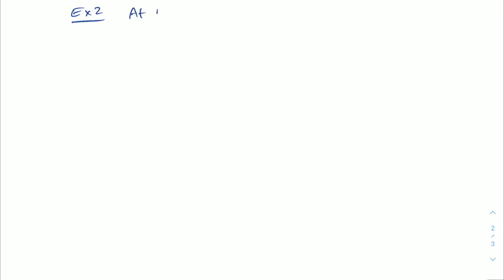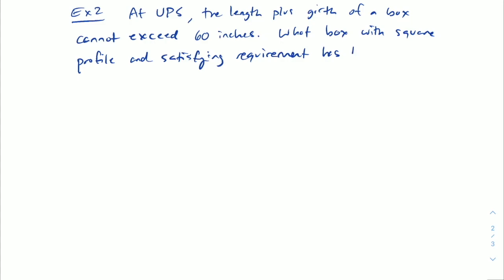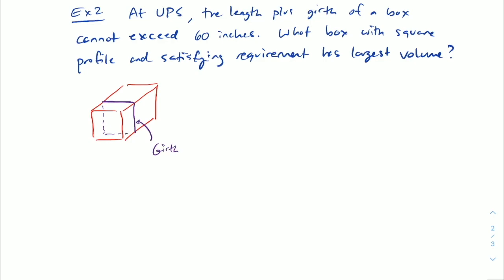At UPS, the length plus the girth of a box cannot exceed 60 inches. What box with square profile and satisfying this requirement has the largest volume? Okay, so let me start by drawing a box with a square profile, and then let me explain what girth is. Girth is the distance around the box. So this is girth here. The girth plus the length can't be greater than 60 inches.